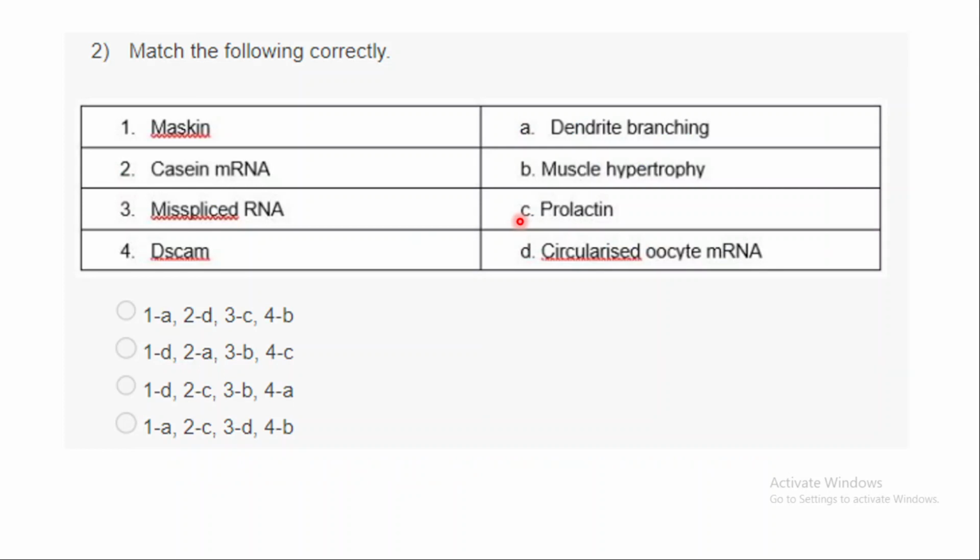So the next question we have is a match the following question. On the left hand column and the right hand column we have one exact match. So on the left hand column we have maskin, casein mRNA, misspliced RNA and dscam. And on the right hand side we have dendrite branching, muscle hypertrophy, prolactin, circularized oocyte mRNA. And your options are option A 1A 2D 3C 4B, option B 1D 2A 3B 4C, option C 1D 2C 3B 4A and option D 1A 2C 3D 4B. So the question is before you.